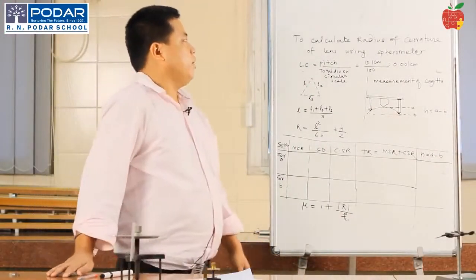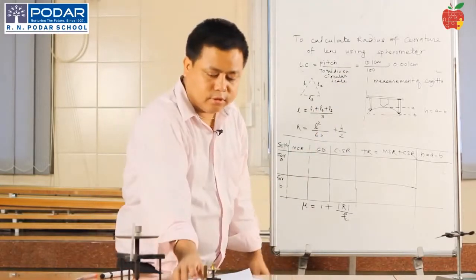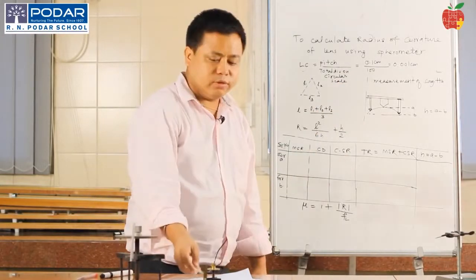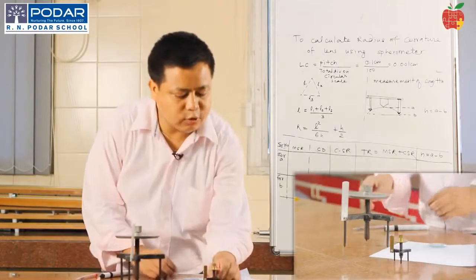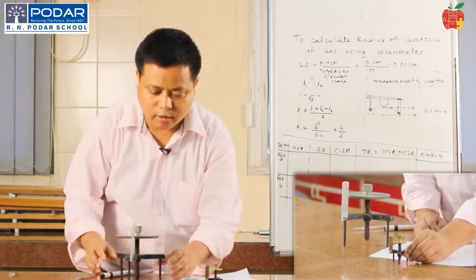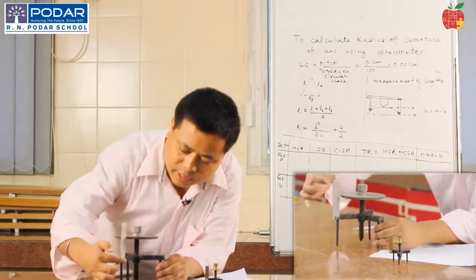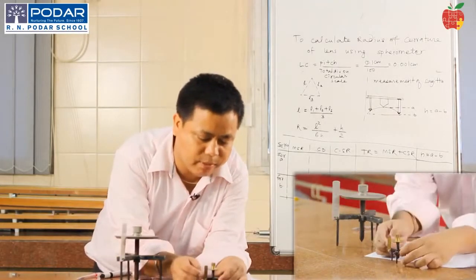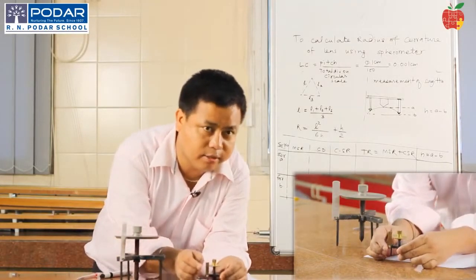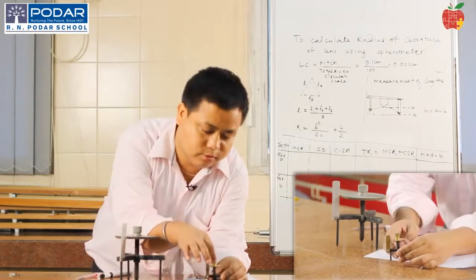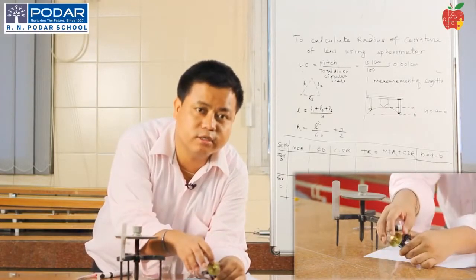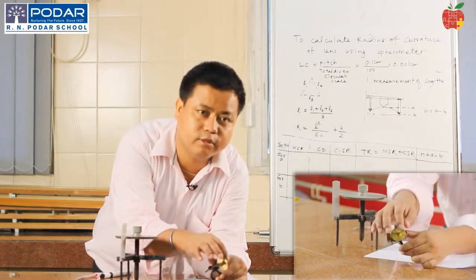Now I'll tell you how to calculate the radius of the given lens by using a spherometer. This is our spherometer, and the larger version of the spherometer is this one. See over here, we have a main scale reading, and this is the circular scale over here. We have the circular scale.